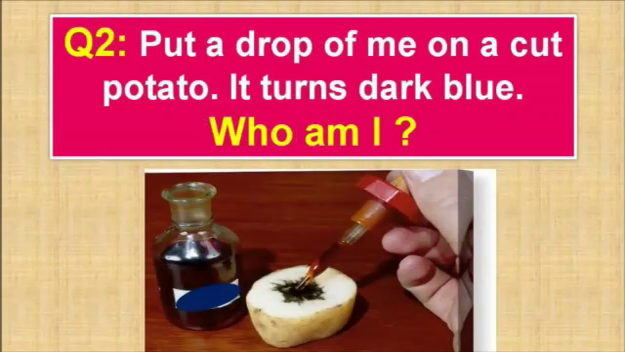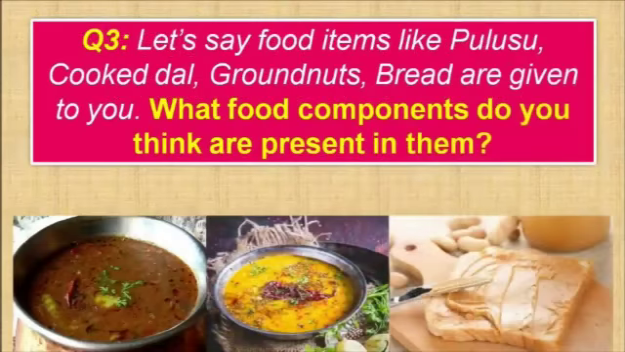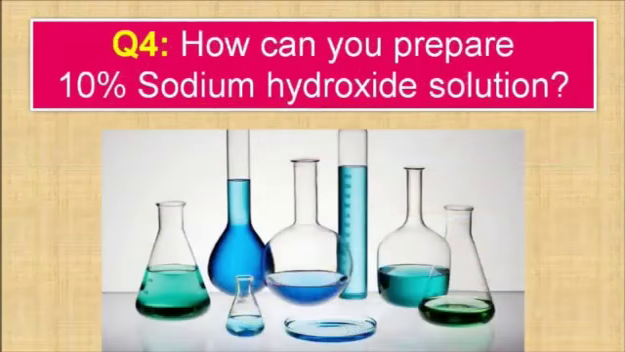Next question is, let us say food items like pulusu, cooked dal, ground nuts, bread are given to you. What food components do you think are present in them? Finally, how can you prepare 10% sodium hydroxide solution?